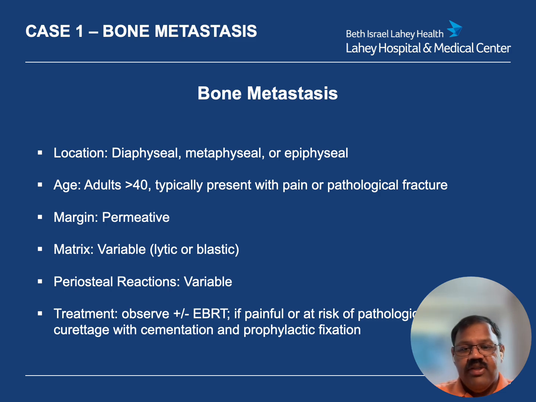The margins are permeative, as we just described. The matrix can be variable depending on if it's a lytic process or a blastic process, and the periosteal reactions can also be variable depending on the rapidity of tumor growth as well as elevation of the periosteum. Treatment usually involves a combination of observation versus external beam radiation, and if painful or at risk for pathological fracture, some form of prophylactic stabilization with local control. It may also include resection and reconstruction depending on the type of lesion it is, whether it's oligometastatic or truly widely metastatic, and multiple other factors that go into that decision making, which are really outside the scope of this talk.